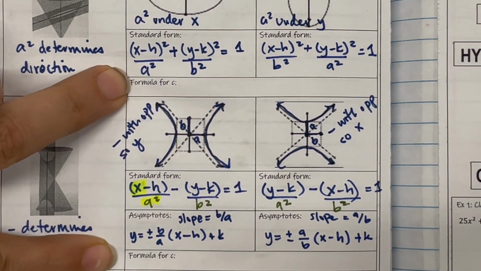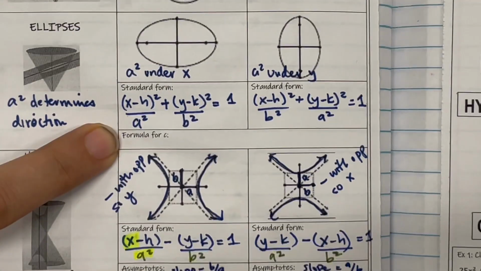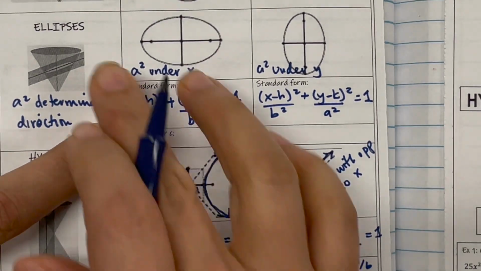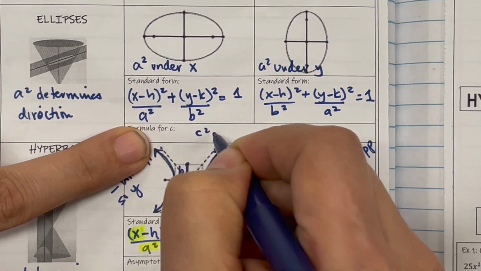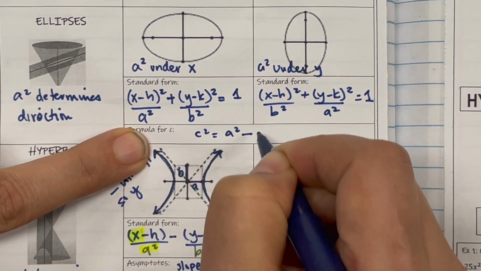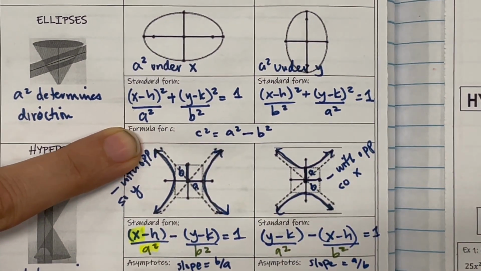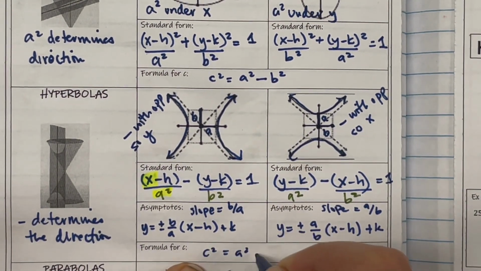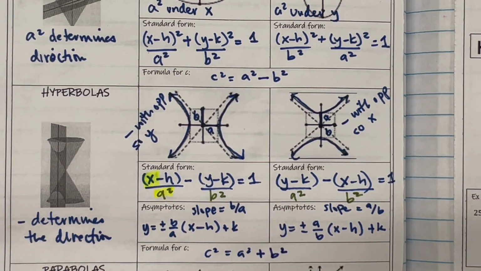Now, the formula for C for both the ellipse and the hyperbola I left to last because I want to show you the difference. When you're dealing with an ellipse, it's C squared equals A squared minus B squared. When you're dealing with a hyperbola, it's C squared equals A squared plus B squared.